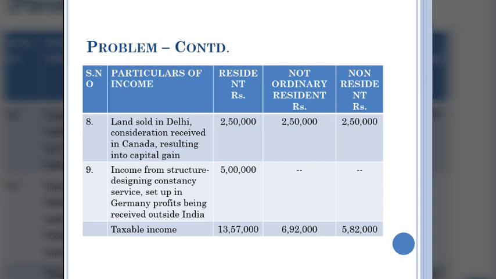Then the next one is income from structure designing consultancy service set up in Germany. Profits being received outside India. The business is set up in Germany and the control is also in Germany and it is received outside India. So it is a foreign income. So it is taxable only to the residents. So finally you total the resident column, not ordinary resident column and non-resident column. It is a taxable income. This is the sample problem regarding scope of total income.